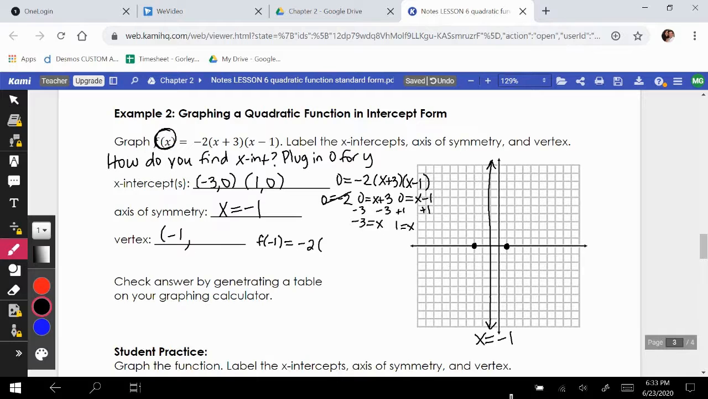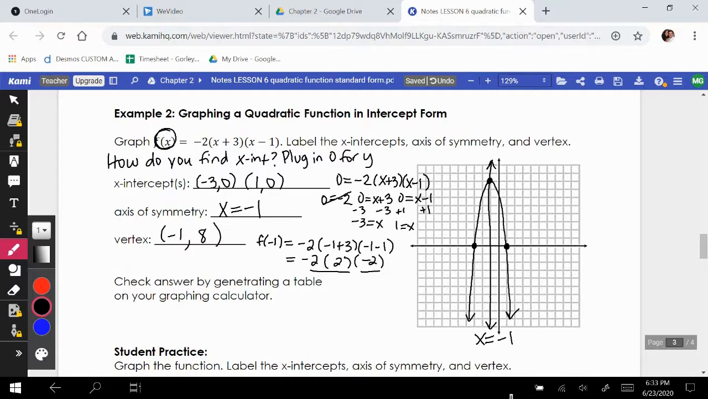We'd have -2 times -1 plus 3 times -1 minus 1. So I'd get -2 times 2 times -2. So that'd be -4 times -2, so that should be 8. -1, 8 would be the vertex. Okay, and let's go ahead and graph that. -1, 8 will be up here. Okay, and there you go, you get your parabola.